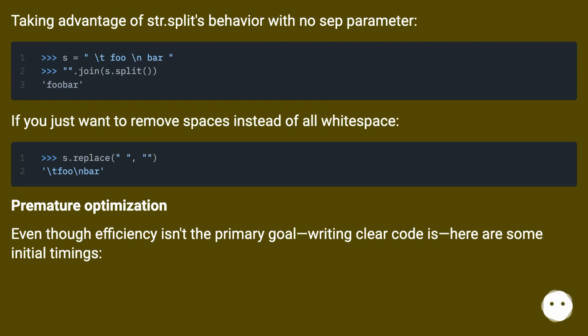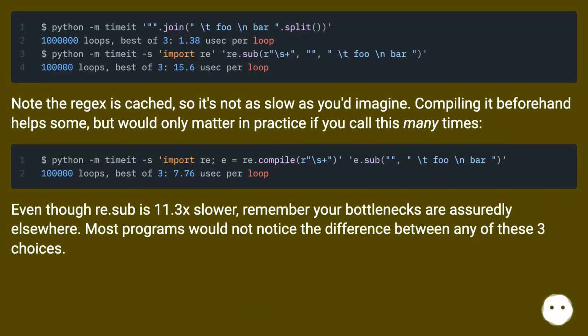Premature optimization. Even though efficiency isn't the primary goal, writing clear code is. Here are some initial timings. Note the regex is cached, so it's not as slow as you'd imagine. Compiling it beforehand helps some, but would only matter in practice if you call this many times. Even though re.sub is 11.3x slower, remember your bottlenecks are assuredly elsewhere. Most programs would not notice the difference between any of these 3 choices.